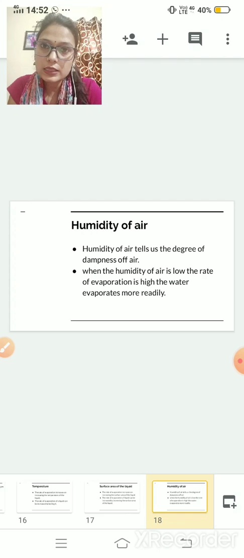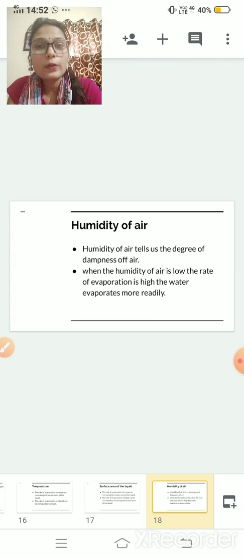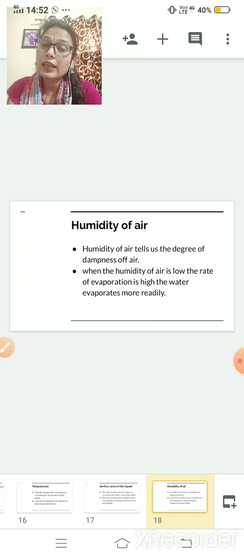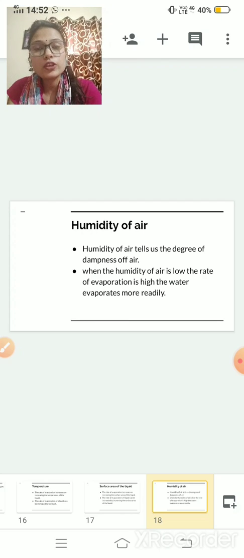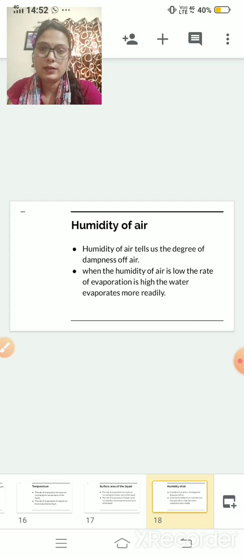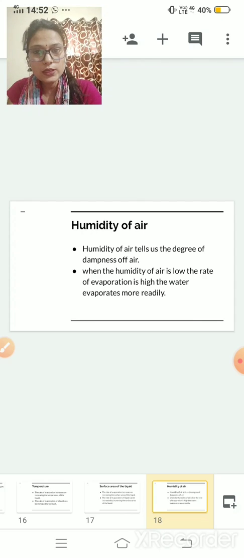If more space is there, then air will take more water particles. So if the air is less humid, evaporation takes place more fastly. Clear this point to you? Now shall we move to the next point?